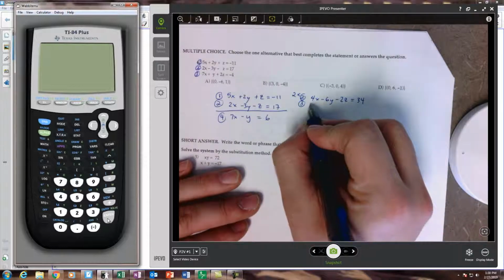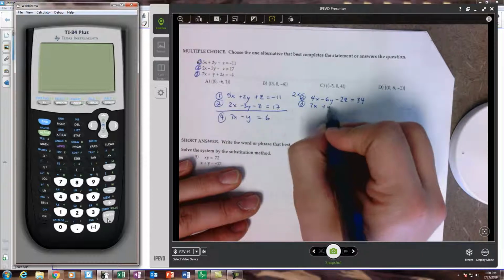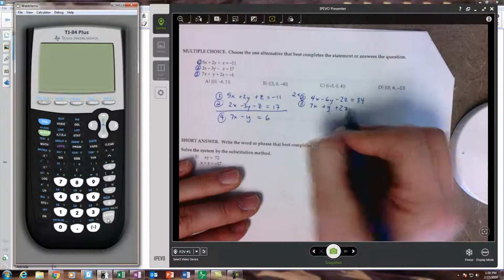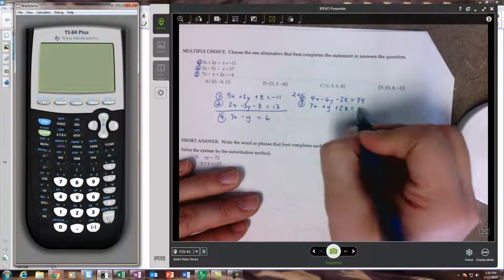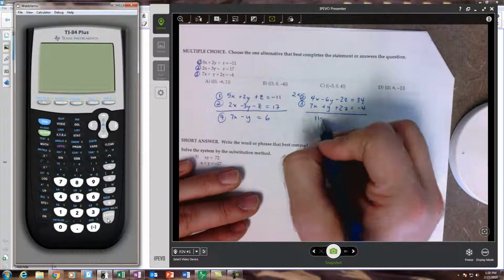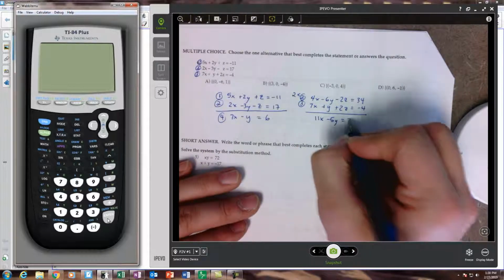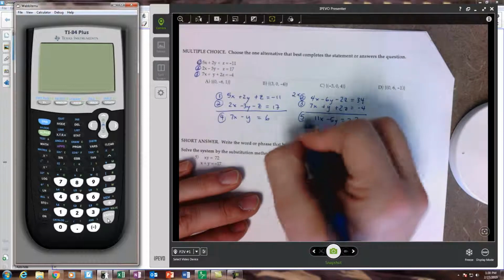Equation 3 was 7x plus y plus 2z equals -4. That gives me 11x minus 5y equals 30, and I'm going to call that equation number 5.